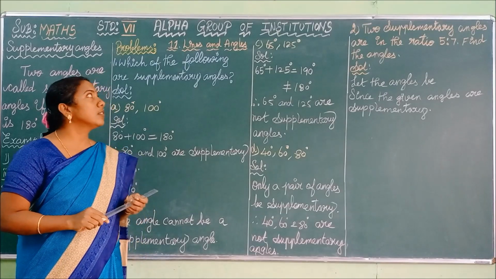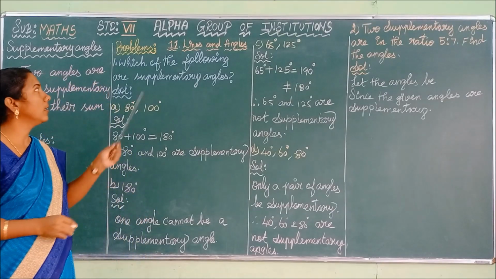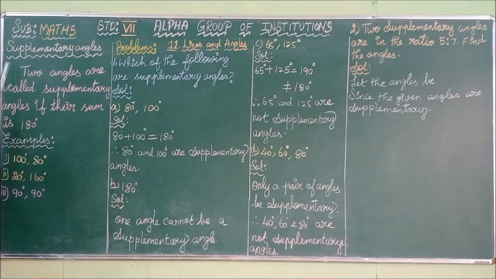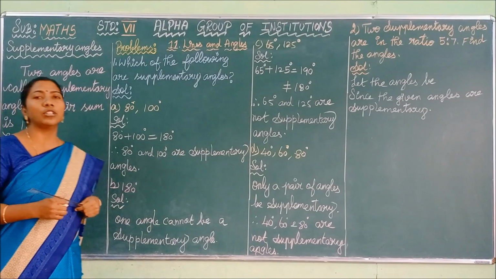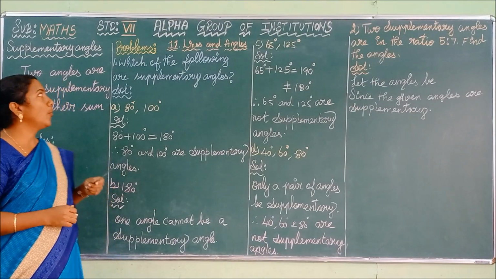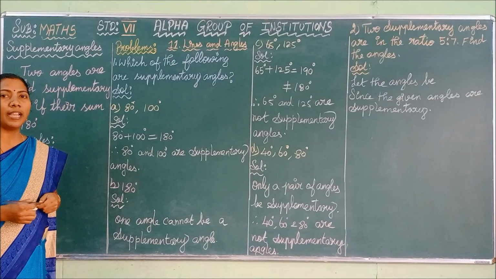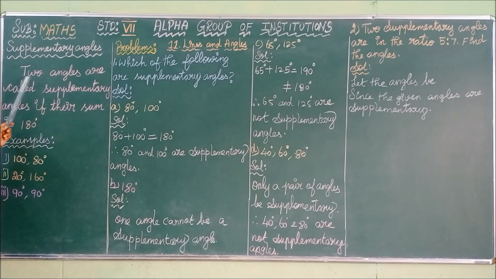In today's class, we are going to continue the same chapter, number 11, lines and angles. See here, supplementary angles. In the last section, we discussed complementary angles. Now we are going to discuss supplementary angles. What is meant by supplementary angles? Read the definition. Two angles are called supplementary angles if their sum is 180 degree.